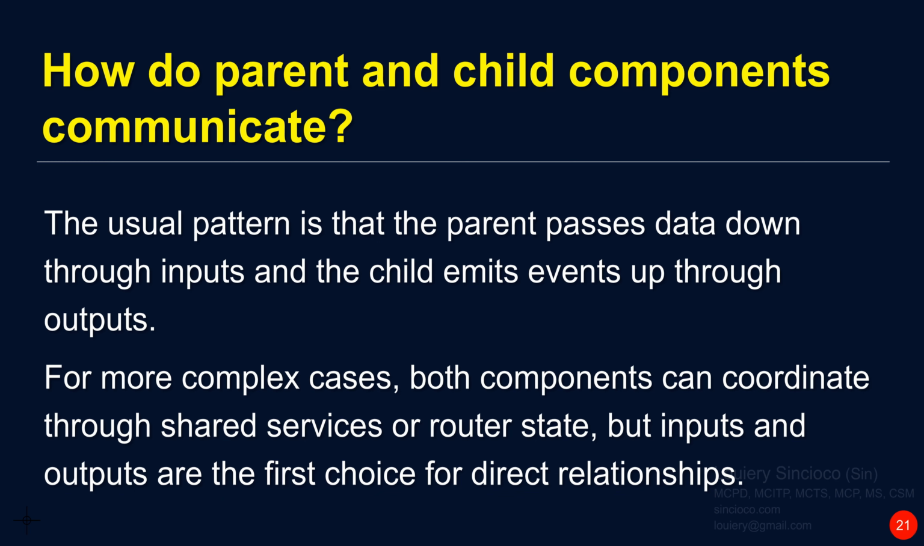How do parent and child components communicate? The usual pattern is that the parent passes data down through inputs and the child emits events up through outputs. For more complex cases, both components can coordinate through shared services or router state, but inputs and outputs are the first choice for a direct relationship.